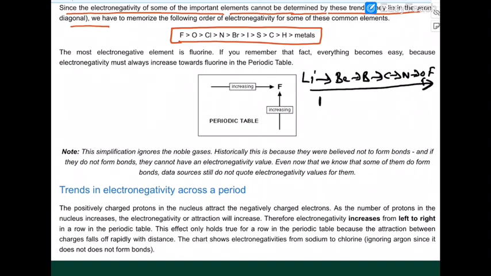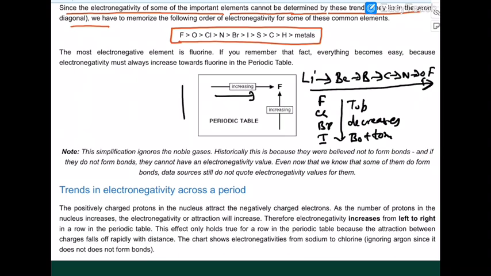Similarly, if you go from fluorine to chlorine, then chlorine to bromine, and bromine to iodine, that is down the group, it decreases. So top to bottom decreases, but left to right increases. So it increases in a period and decreases in a group. That is very simple.